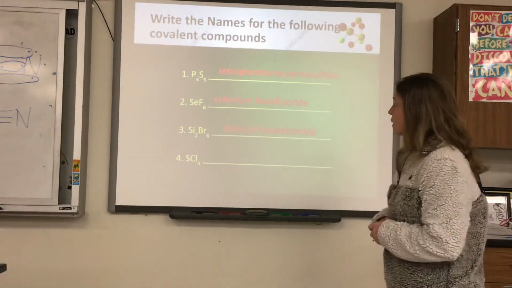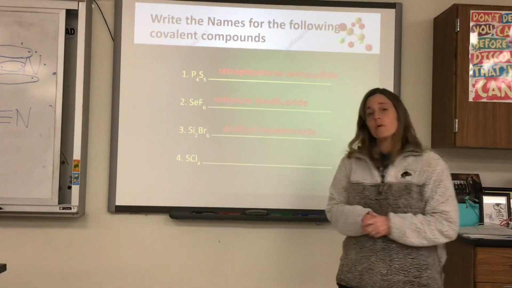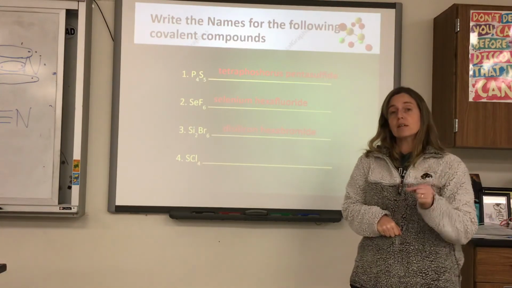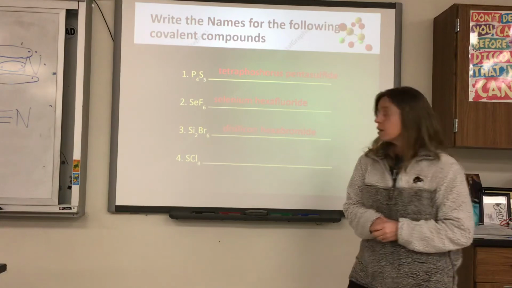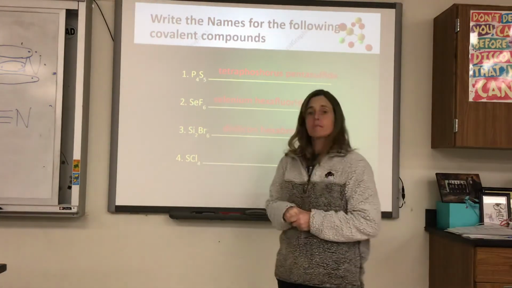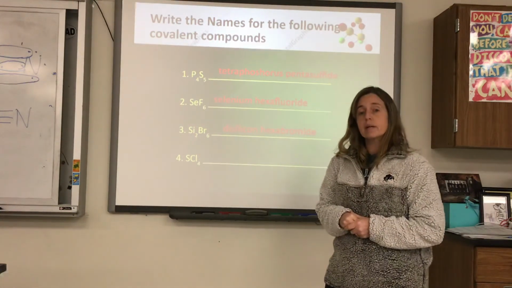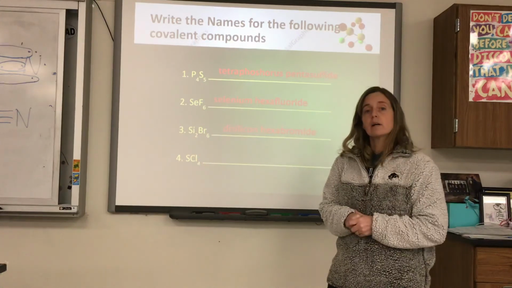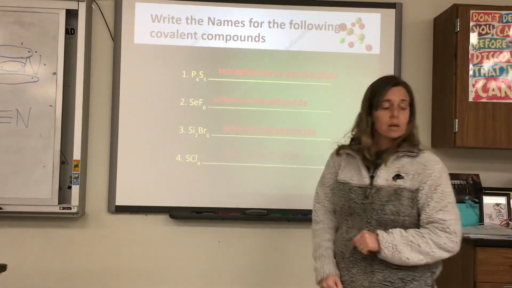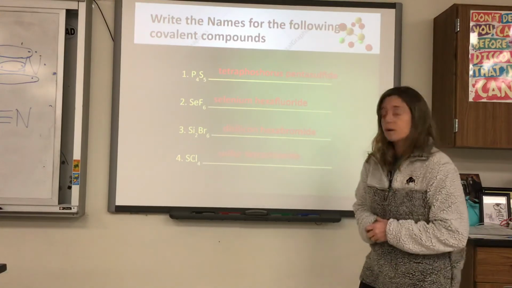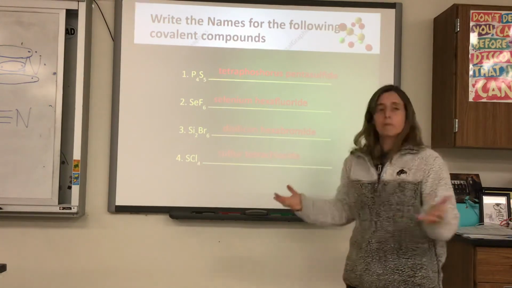And the last one is SCl4. Remember, if it's a singular 1 on the first element, the mono does not get written. So this would be sulfur, and then the 4 on the chlorine would say tetrachloride. Okay, so this would be sulfur tetrachloride.